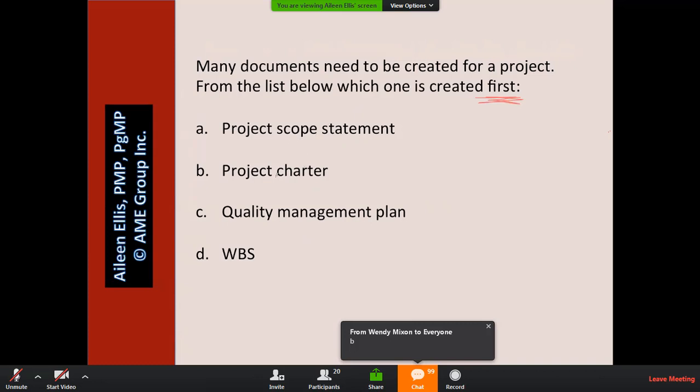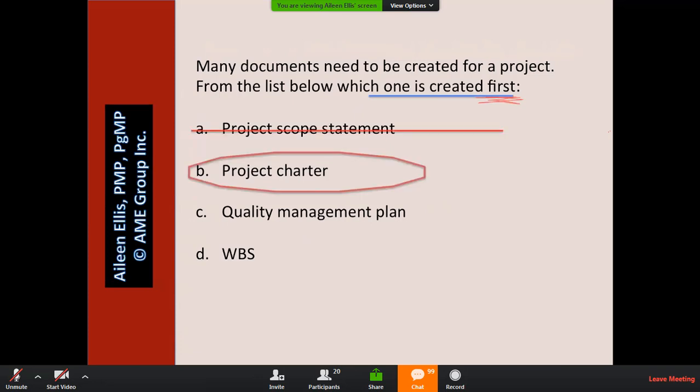So A and B, the scope statement versus the charter. The scope statement is developed during planning. It's when the team describes what's in and out of scope. The charter is created during initiating and it describes the project objectives. Well, I need a charter before I can create a scope statement. So B is better than A. The charter versus the quality management plan. I need a charter way before the quality management plan, and I need it way before the work breakdown structure. So the charter would be the best answer here.